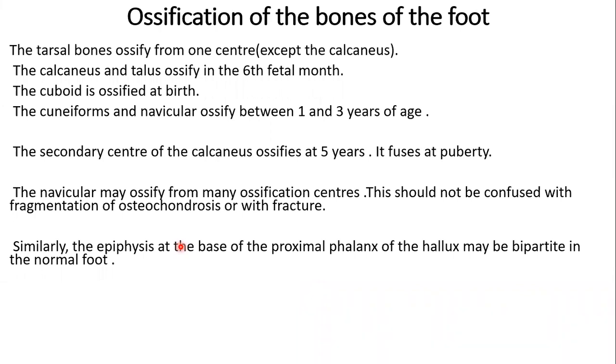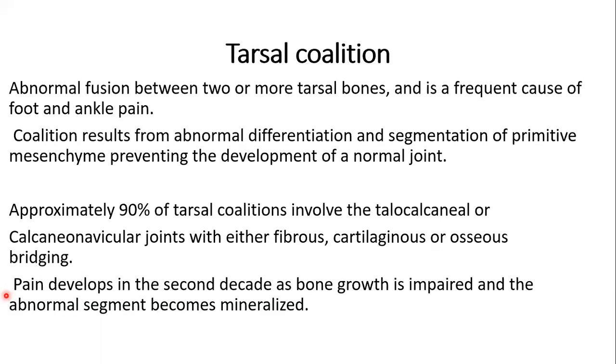Ossification of the tarsal bones. The tarsal bones ossify from one center except the calcaneus. The calcaneus and talus ossify in the sixth fetal month. The cuboid is ossified at birth. The cuneiforms and navicular ossify between 1 and 3 years of age. The secondary center of the calcaneus ossifies at 5 years. It fuses at puberty. The navicular may ossify from many ossification centers. This should not be confused with the fragmentation of osteochondrosis or with fracture. Similarly, the epiphysis at the base of the proximal phalanx of the hallux may be bipartite in a normal foot.